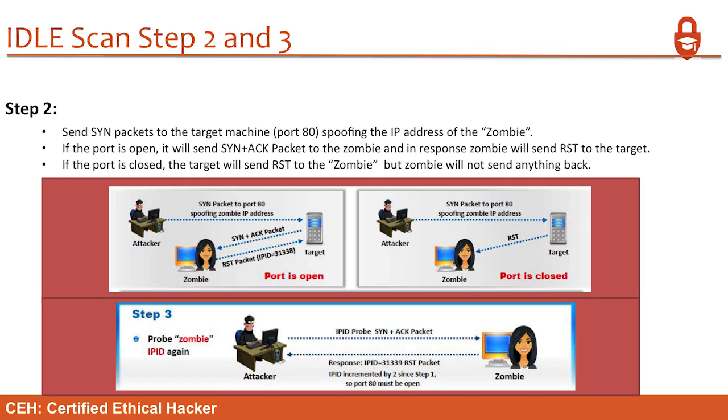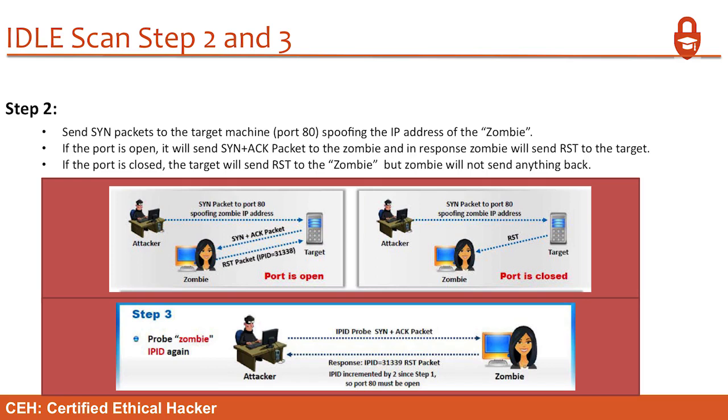So we also have to be able to sniff that communication going to and from the zombie, right? And then over on the right, we have the SYN packet to port 80 spoofing the zombie IP address, and then we get a reset. If that happens, then the port is closed. So that's how we determine whether or not the port is open or closed. You can see this is quite a bit of trouble to try to figure that out, right?